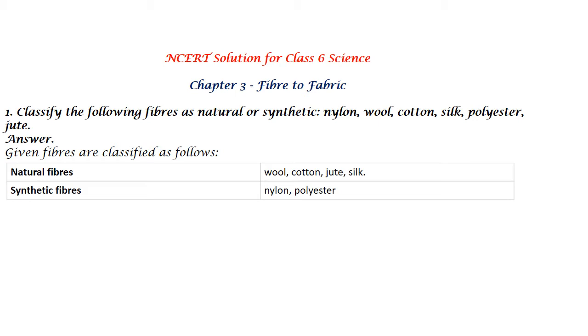So plant fiber, you know, cotton is there, jute is there. Wool and silk, they belong to animal fiber, whereas cotton and jute belong to plant fiber. So they come under natural fiber. Whereas nylon and polyester are the synthetic fibers which we are making in the industries. And that is why we call them the synthetic fiber or the artificial fibers. Now let us see the next question.